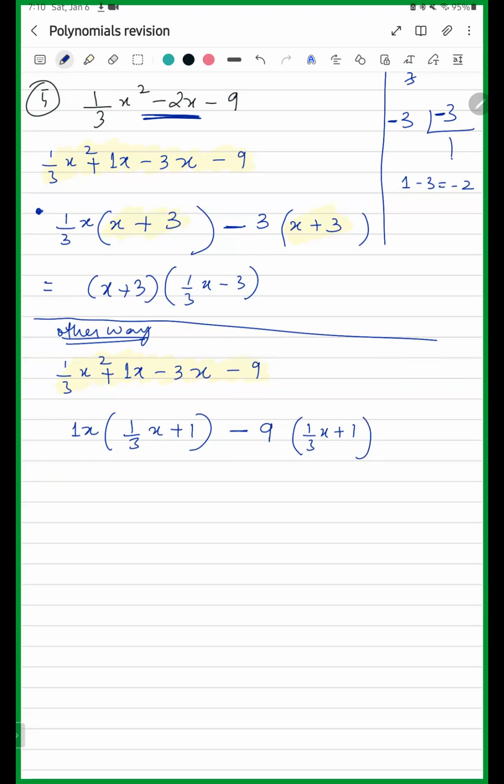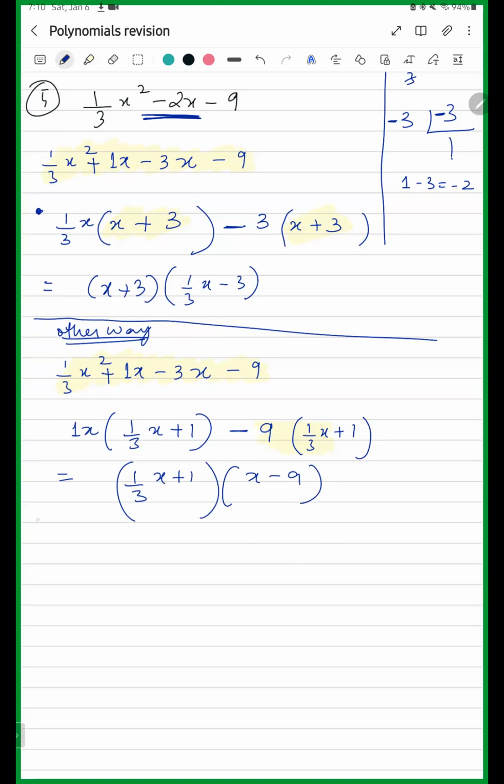And just try multiplying these two. What do you get? Minus 9 into 1 by 3x, which is minus 3x, which is exactly what is present over here. So this is the other way you could have taken it as common. And in this case, your brackets will become 1 by 3x plus 1 multiplied by x minus 9. This is the other way that you could have done it.